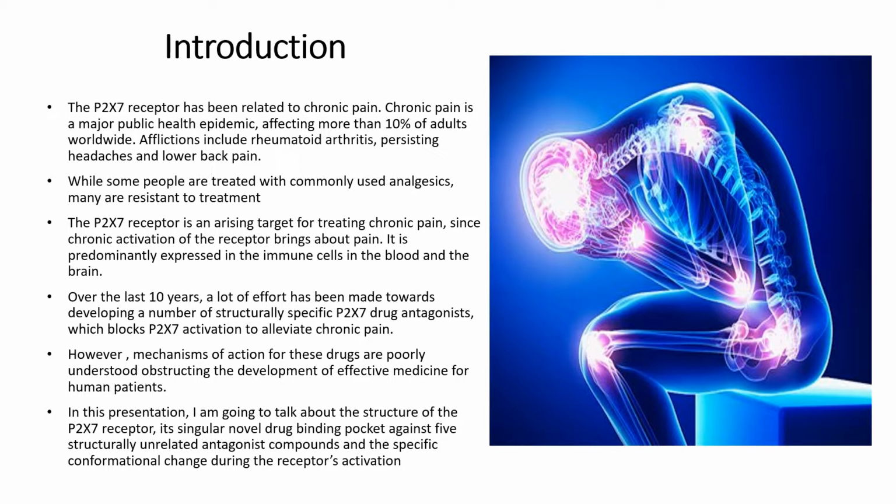The P2X7 receptor is an emerging target for treating chronic pain, since chronic activation of the receptor brings about pain. It is predominantly expressed in the immune cells in the blood and the brain. Over the last 10 years, a lot of effort has been made towards developing a number of structurally specific P2X7 drug antagonists, which block P2X7 activation to alleviate chronic pain.